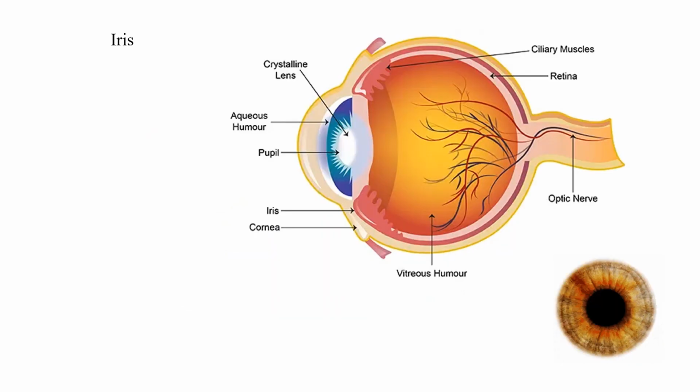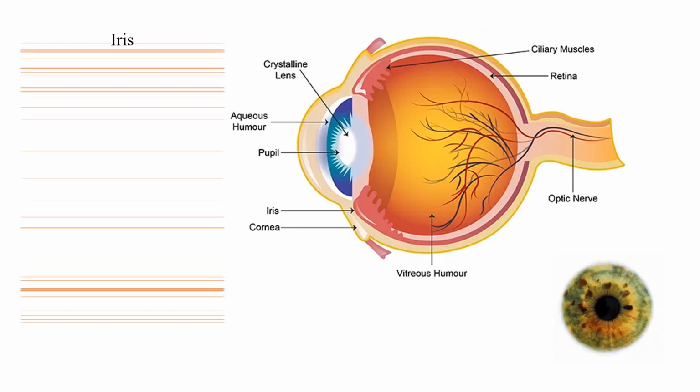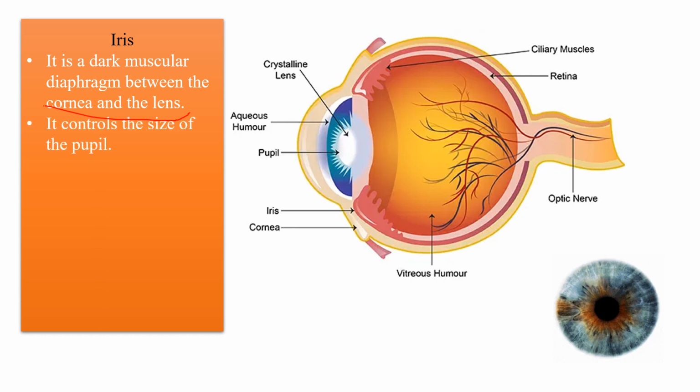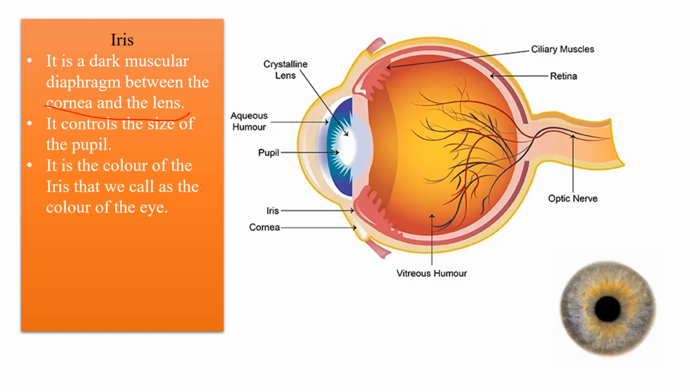Now, next we'll talk about the iris. The function of iris: it is a dark muscular diaphragm between the cornea and the lens. It controls the size of the pupil. Now, it is the color of the iris that we call the color of the eye. Correct? Sometimes blue, brown, black.